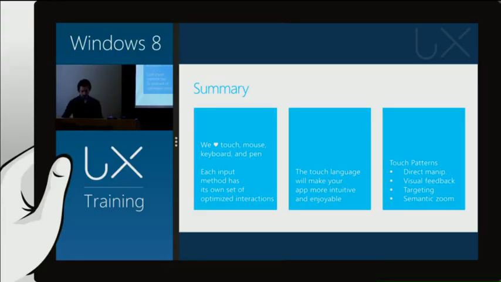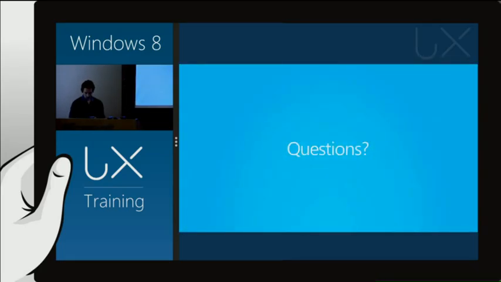Use the touch language in your app to make it more intuitive and enjoyable to use so that you can focus on what your app is really great at instead of reinventing new touch interactions. And then look at these touch patterns later if you need some help on how to design your app. We talked a lot about direct manipulation today, the visual feedback, targeting guidelines, and semantic zoom. So then it's time for questions.